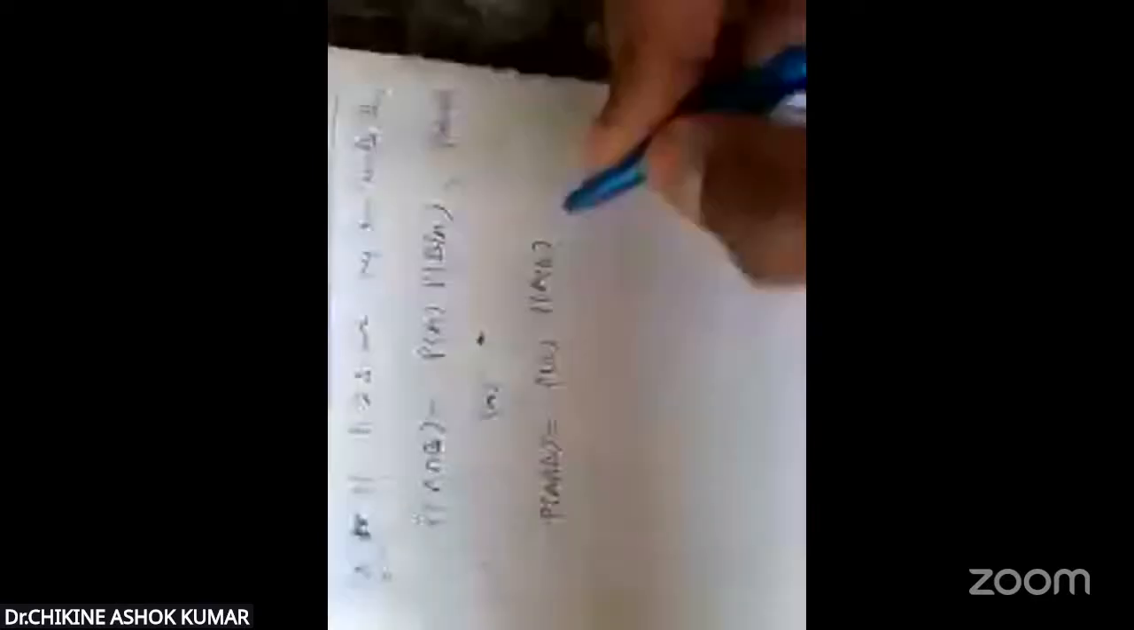Similarly, you can write the same statement in another manner also. Probability of A intersection B equals probability of B into probability of A given B. So if I write like this, A given B means B is the first occurrent event, and A is the second occurrent event. If I write like this, what about the condition?